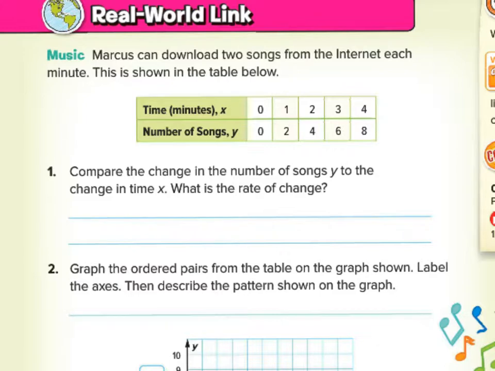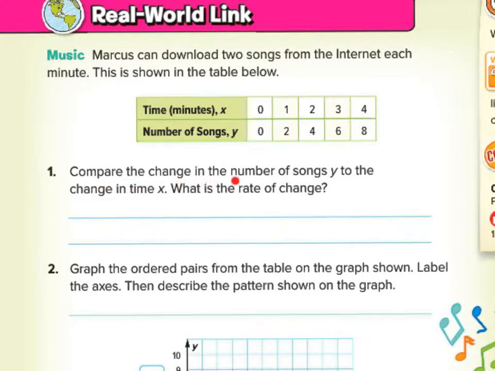We have time, 0 minutes, 0 songs. 1 minute, 2 songs. 2 minutes, 4 songs. 3 minutes, 6 songs. 4 minutes, 8 songs. You can see that for every minute, 2 songs are added. This is a constant change.